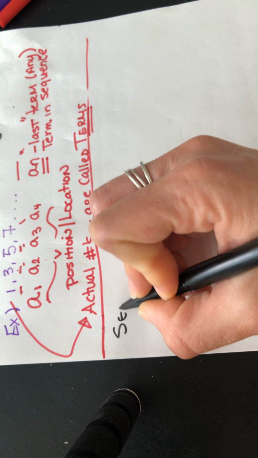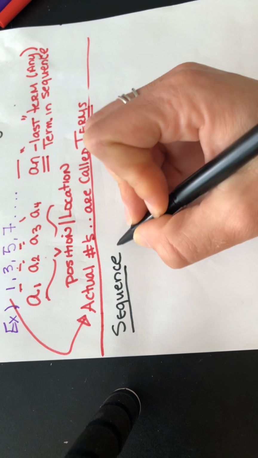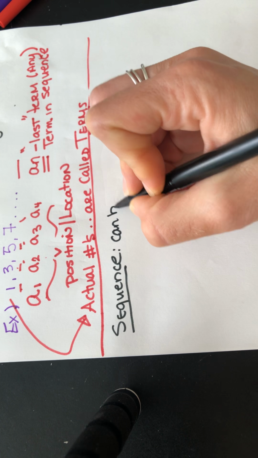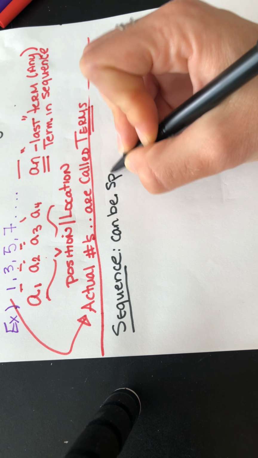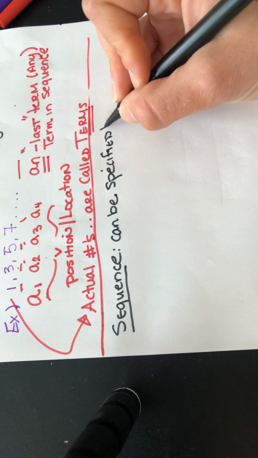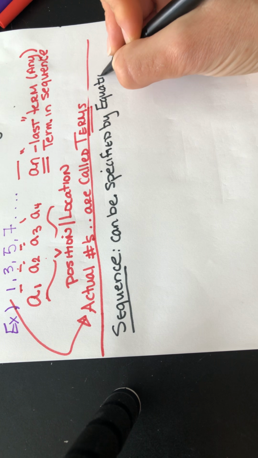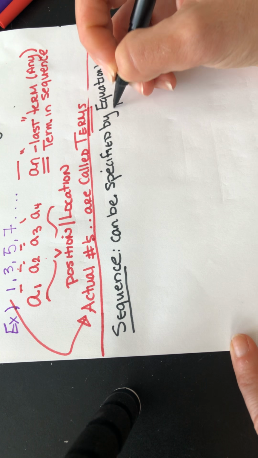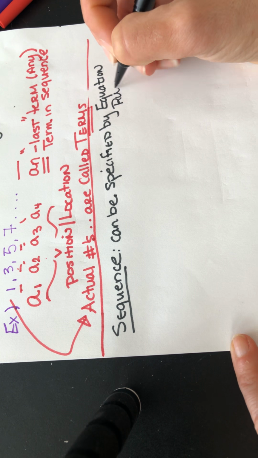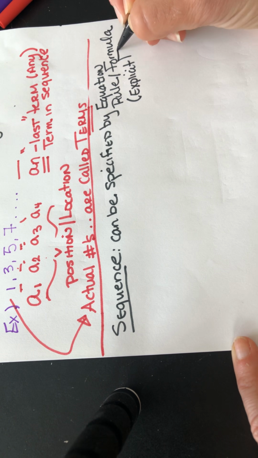So a sequence, if you just want to write this stuff down again, can be specified by an equation. You can hear me call it a rule or a formula. This is called an explicit formula.